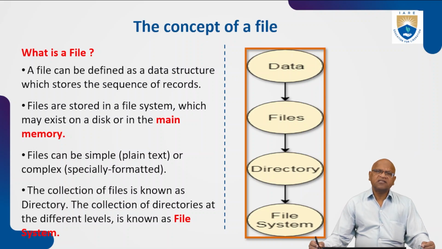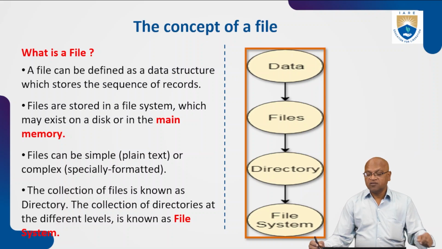So files can be simple, plain text or complex, specially formatted. The collection of files is known as a directory. The collection of directories at different levels is known as a file system.